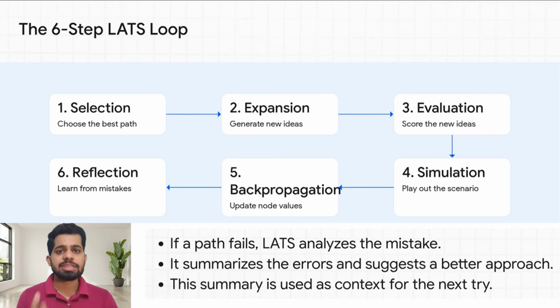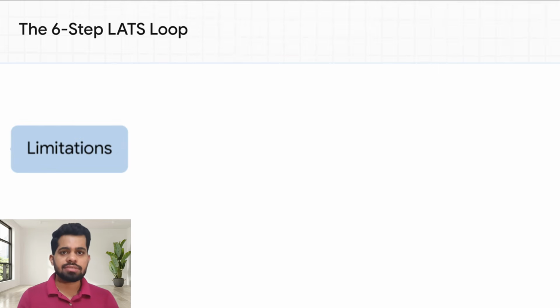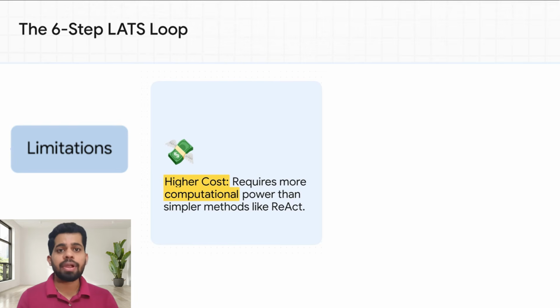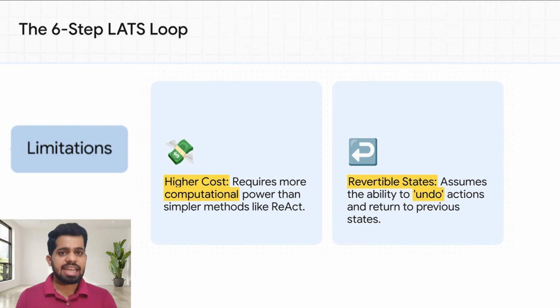A node is selected, expanded, evaluated, then simulated until a terminal node is reached, and then the resulting value is backpropagated. If the trajectory fails, a reflection is generated and used as additional context for future trials. These operations are performed in succession until the budget is reached or the task is successful. LATS also has two main limitations. First, it has a higher computational cost compared to simple prompting methods like ReAct or Reflexion, due to the complexity of the algorithm and the reflection steps involved. Second, it assumes the ability to revert to an earlier step in decision making, which may not be applicable in all possible environments.